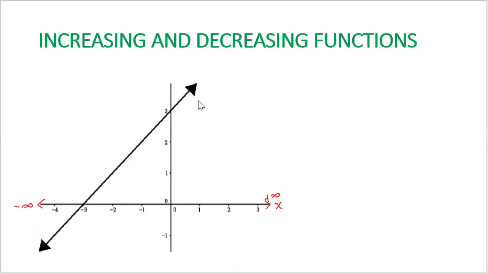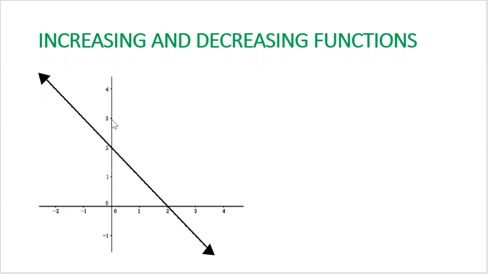So as we can see, from left to right, the graph is continuously increasing from negative infinity up to positive infinity. So this means that the graph is increasing in the interval from negative infinity up to positive infinity. And since this graph is continuously increasing, then there's no interval in which the graph is decreasing.